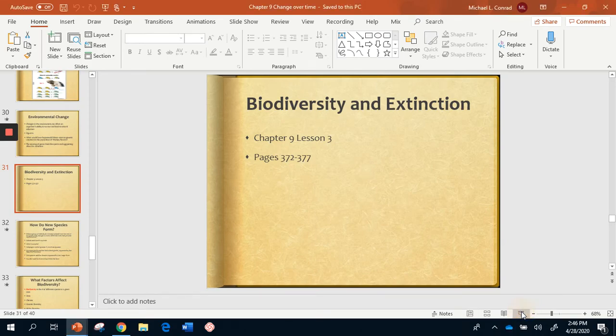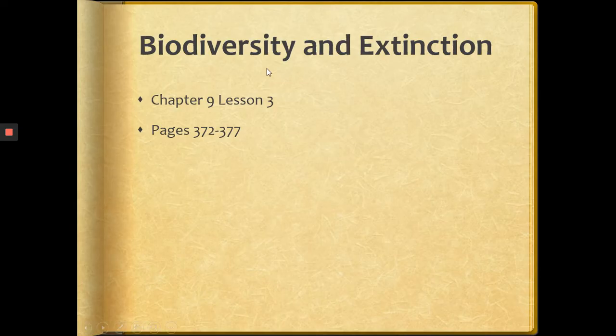All right. So today we're going to look at Chapter 9, Lesson 3. Okay, and these were in pages 372 through 377. So this lesson deals specifically with biodiversity and extinction. So let's break these two words down.